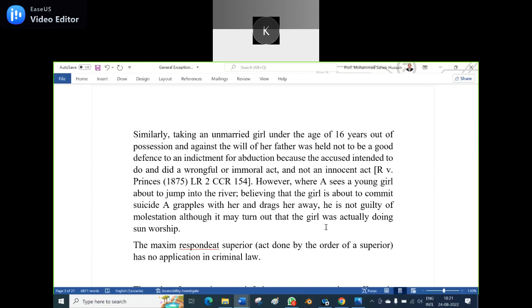However, where A sees a young girl about to jump into the river, believing that the girl is about to commit suicide, A grapples with her and drags her away. He is not guilty of molestation. So in this case, this is not an illegal act. If A sees a young girl getting drowned in water, then he grapples her and saves her, afterwards he cannot be held guilty for molestation. That cannot be considered as molestation. Although it may turn out that the girl was actually doing sun worship.